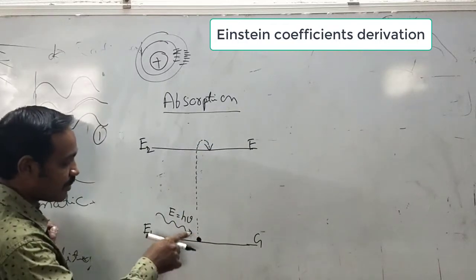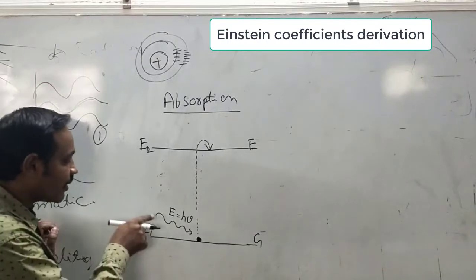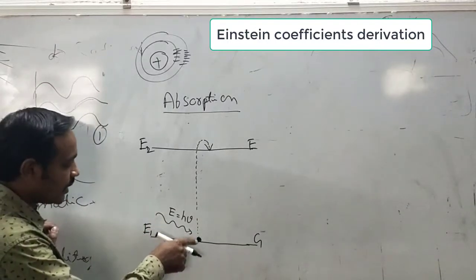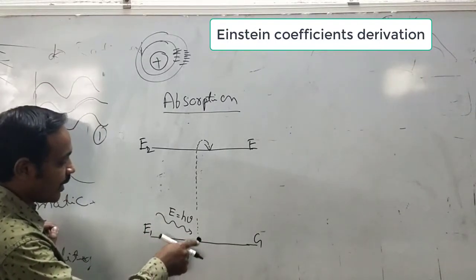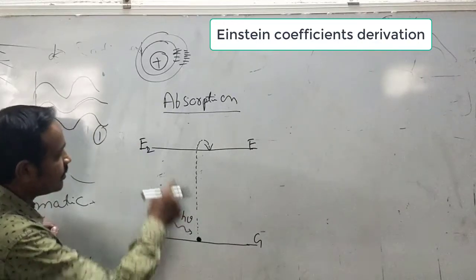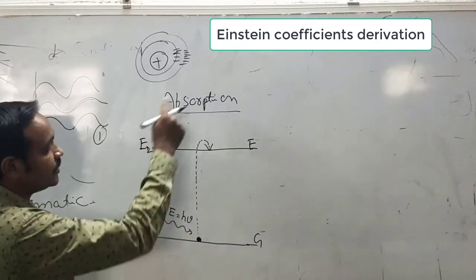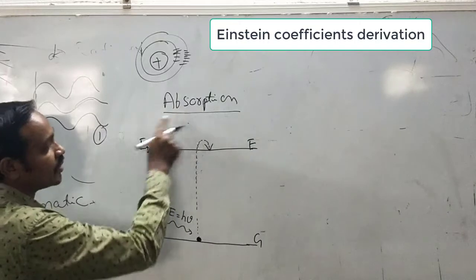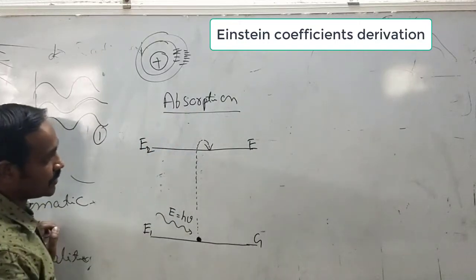The electron is always present at the ground state. Now we are giving some energy. Using that energy, the electron absorbs it and jumps from the ground state to the excited state. This process is called the absorption process.